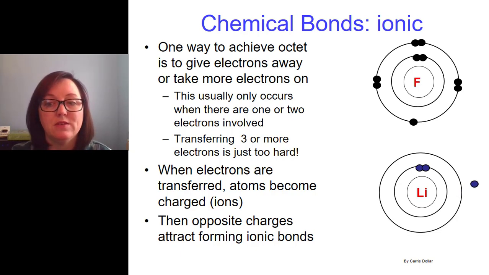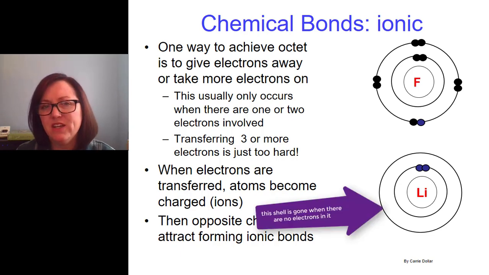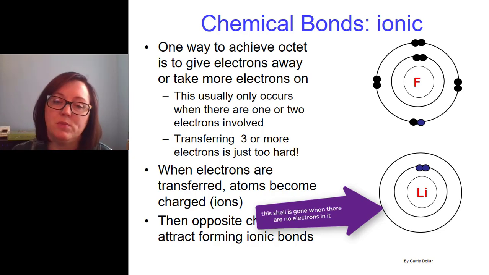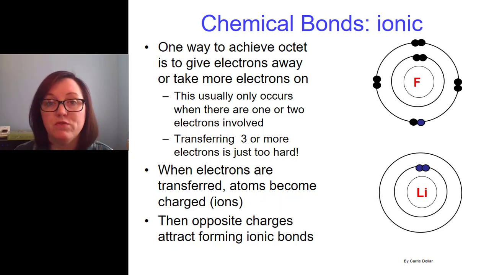When we do that, now fluorine has 8 electrons in its valence shell, and lithium has 2 electrons in its valence shell. And they both now have full valence shells. Don't forget that the first shell that we see here on lithium is full at 2. That second shell that third electron was in, it disappears when the electron disappears. So both of these atoms have fulfilled octet, okay?